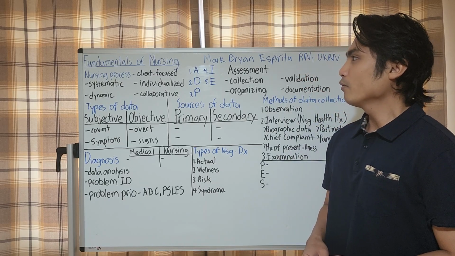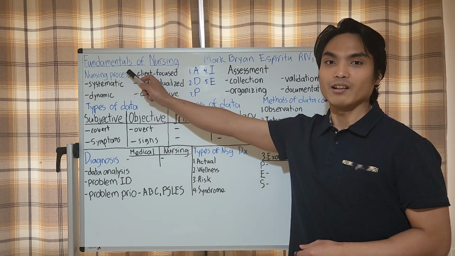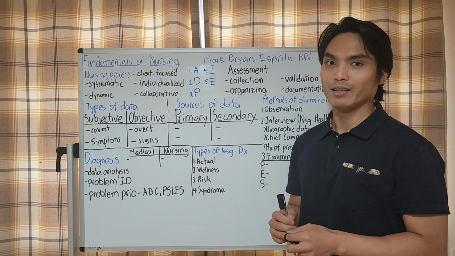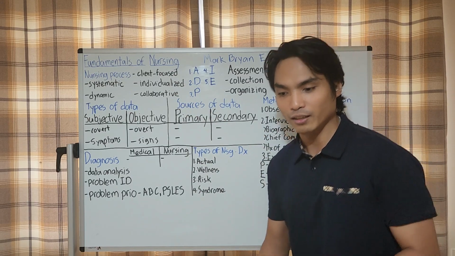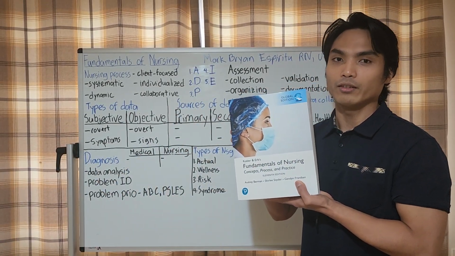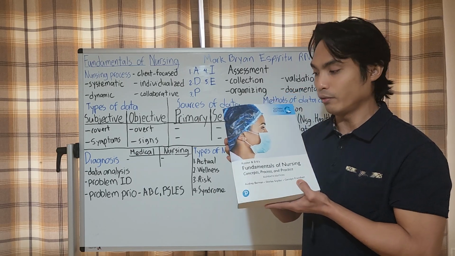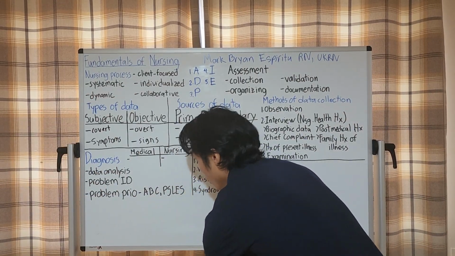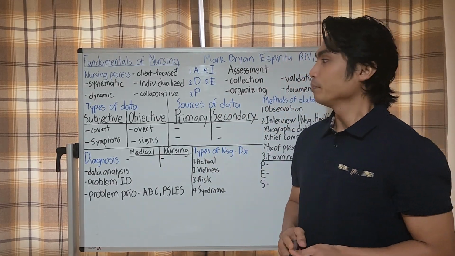Now, our topic for today is fundamentals of nursing. This is the basic of the basics. And my book source for this is Kozier and Erb's Fundamentals of Nursing, the 11th edition. It's a very good book. Right, now we can formally start.